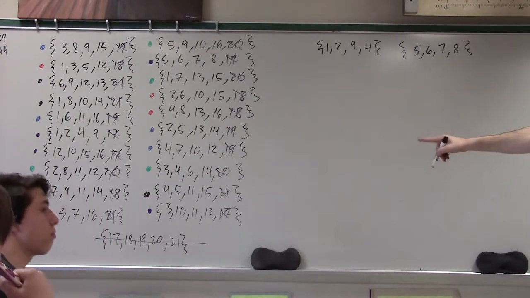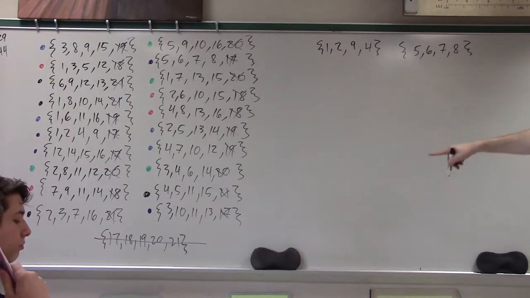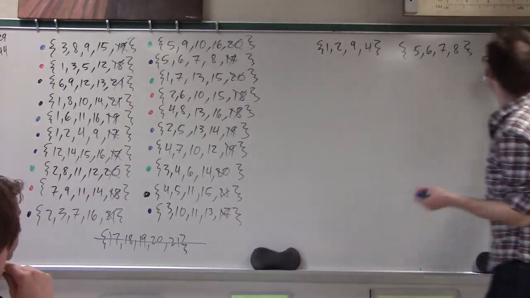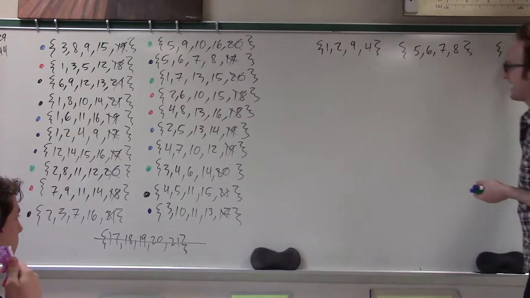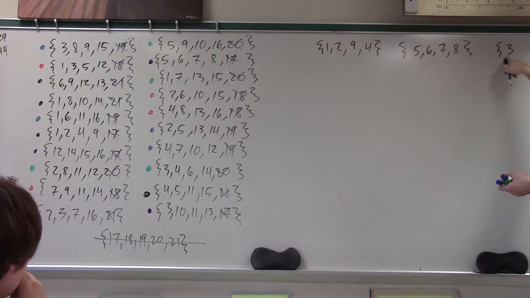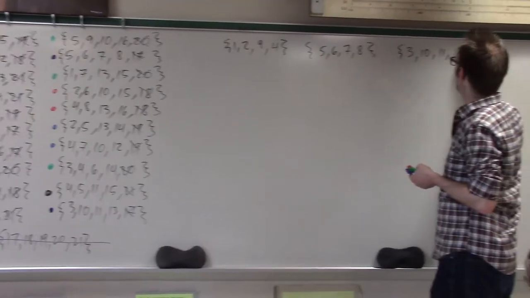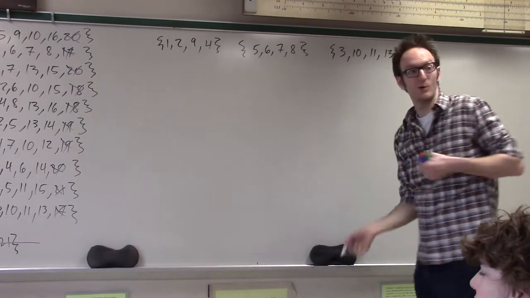Now I have one that is 3, 10, 11, 13. So that means I'm sad. But I write that as 3, because I'm going to convert that 3 into a 9, 10, 11, and that 13 makes me really sad, but I'm going to worry about it later.